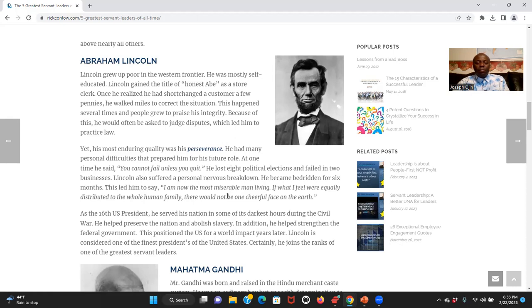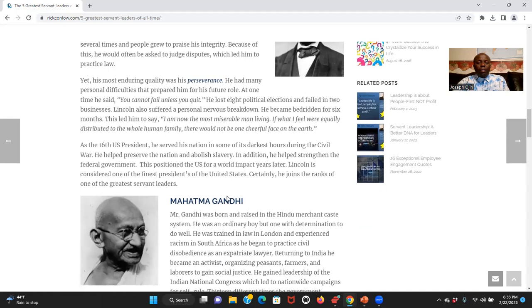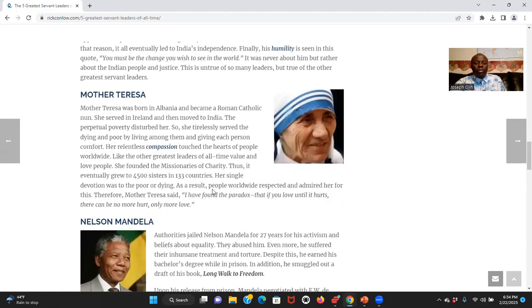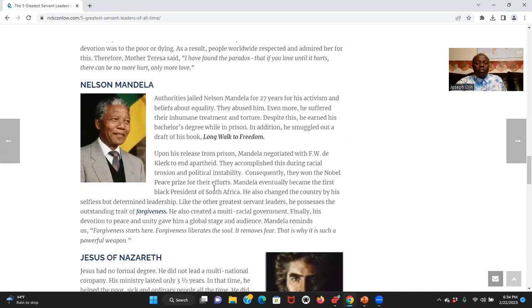Now, how about this? Mahatma Gandhi. He's the one who helped India gain its independence. I mean the Indians, people from India, an Asian country, not the American Indians. He did a lot. He's really a true servant leader. And we have Mother Teresa, another true servant leader. Then Nelson Mandela.